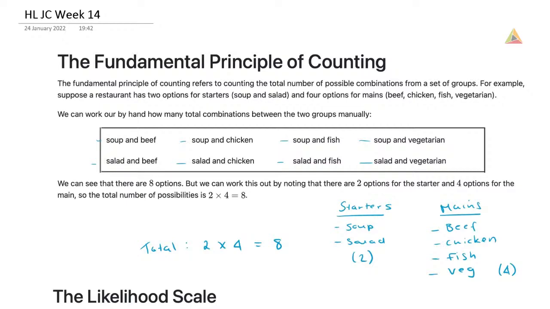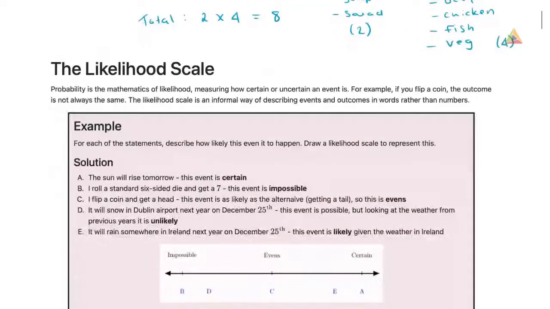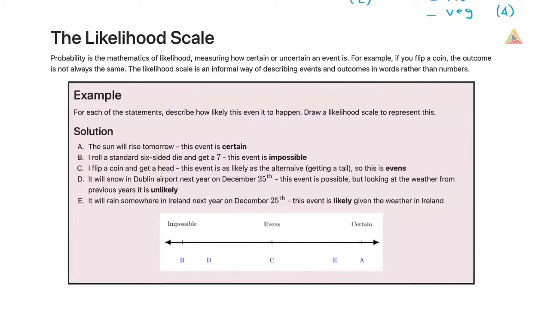So the next thing we're going to look at is the likelihood scale. I'm just going to scroll down here. Probability is the mathematics of likelihood. That's measuring how certain or how uncertain an event is. For example, if you flip a coin, the outcome is not always the same. The likelihood scale is an informal way of describing events and outcomes in words rather than numbers. And I'm just going to underline that, so you're outlining it in words rather than in numbers.